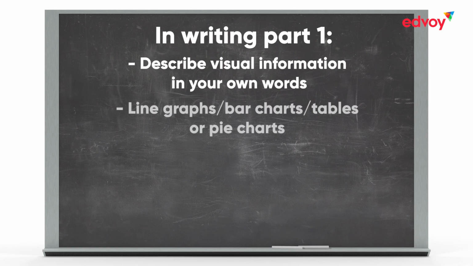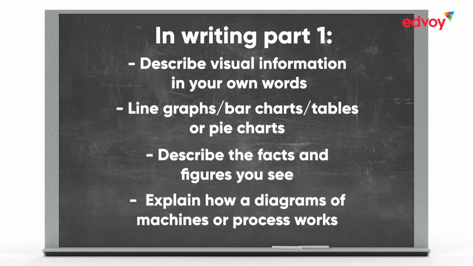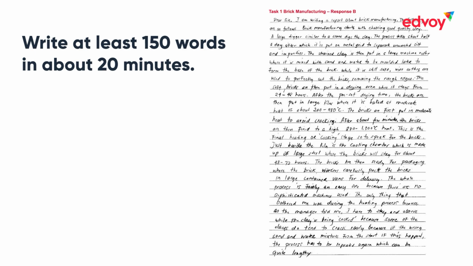You could be given line graphs, bar charts, tables or pie charts and asked to describe the facts and figures that you see. You might also be provided with a diagram of a machine or a process and tasked with explaining how it works. You could also get a map from which you will have to describe any changes that you see. For IELTS Writing Part 1, you'll need to write at least 150 words in about 20 minutes.